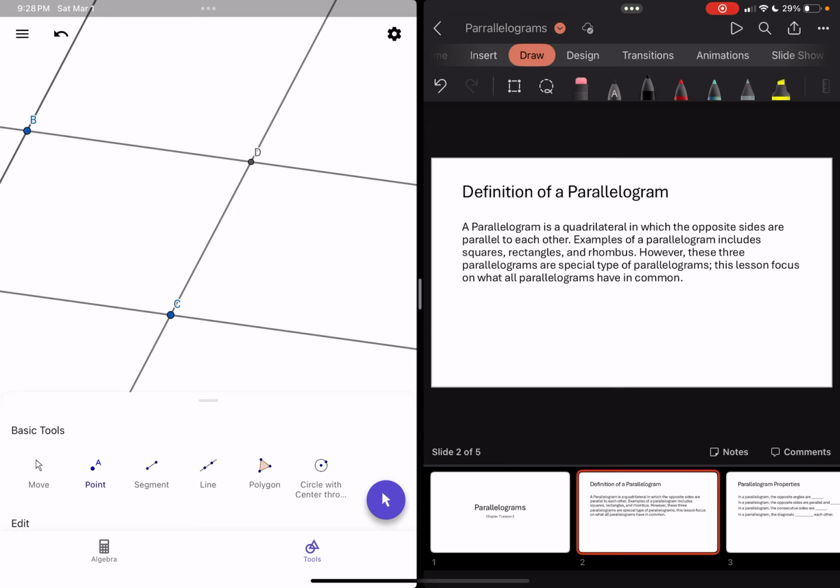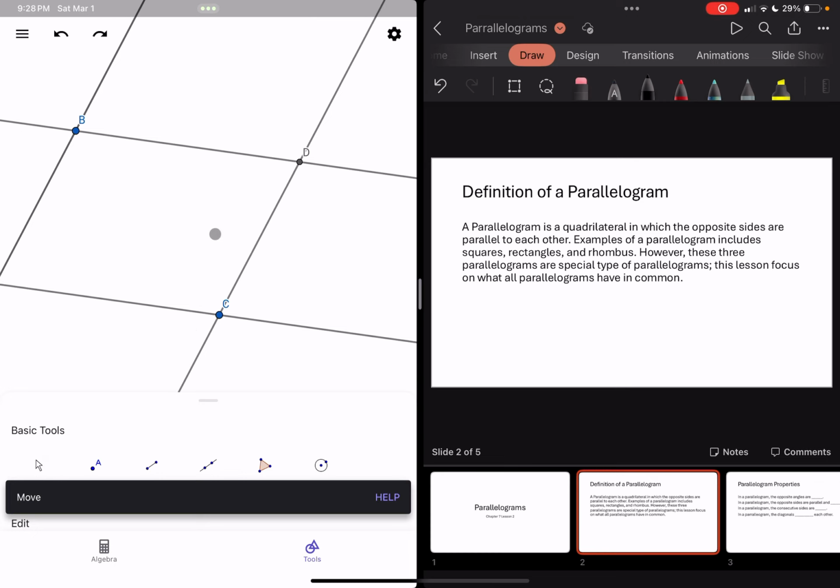Some parallelograms are squares or rectangles and rhombuses. Those examples I just told you are special parallelograms. A special parallelogram is a parallelogram that has other properties that aren't true about all parallelograms. But this lesson focuses primarily on properties of all parallelograms. Next lesson is special parallelograms.